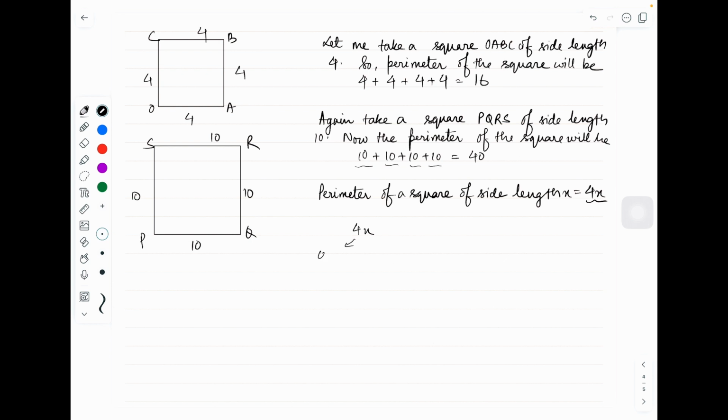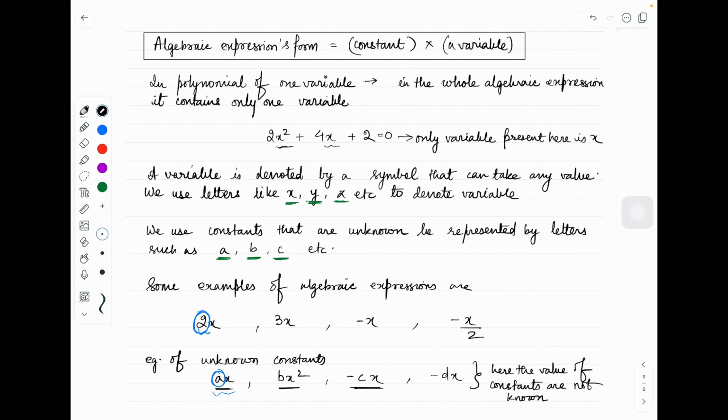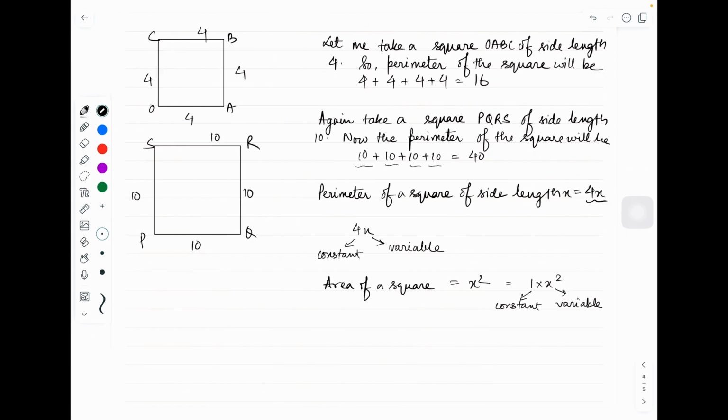So 4 is a constant, x is a variable. Understanding? Similarly, the area of a square is x square. That means 1 into x square. 1 is the constant, x square is the variable. You are getting my point? So this is the format of an algebraic expression, that is, a constant into a variable.